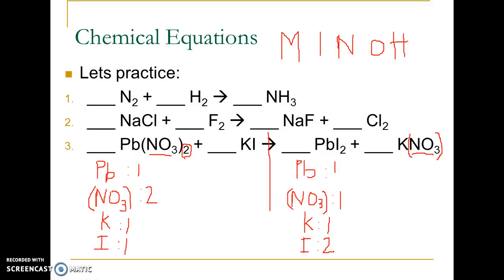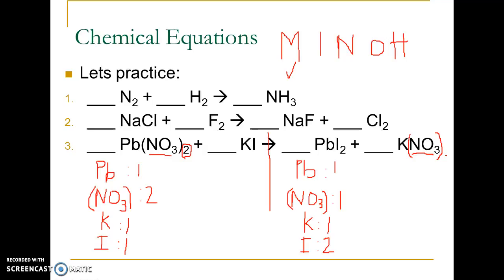Okay? As I'm looking at this, I can tell that I'm not balanced. I'm going to look at my metals first. My metals are lead and potassium. In my inventory, lead is balanced already. Potassium is also balanced already, so as of right now, the metals are balanced. So let's look at the ions. I have nitrate is my only ion present. I have 2 nitrates on my reactant side, and I have 1 nitrate on my product side.